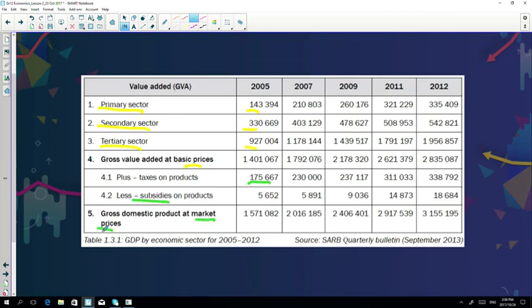That's not quite a difficult calculation, pretty straightforward, but I'm going to go over it once more so that we are all clear on this one, and should we be asked to do this calculation, we can all be comfortable. We look at the contribution of the primary sector, the secondary sector, and the tertiary sector. We add all that up, and that gives us the gross value added at basic prices. Then we plus the taxes on products, and we minus or less subsidies on products, and that will give us the gross domestic product at market prices.